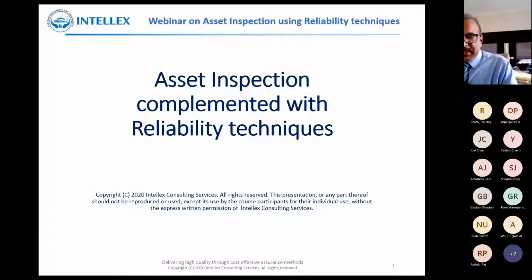So these webinars Intellex have been conducting every week this month. This is as part of launching the new batch, and these webinars are focused on specific experience we had, and I hope that some of the tips coming out of this webinar would help you. So today I'm going to talk about asset inspection. It's what happens when it is complemented with some reliability techniques.